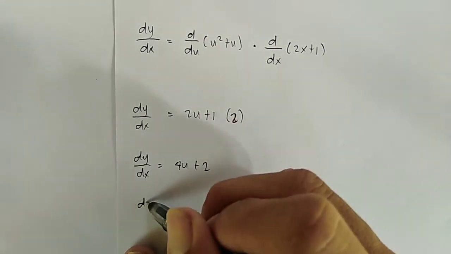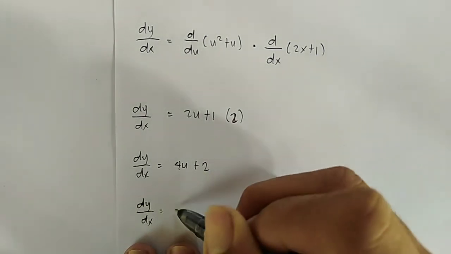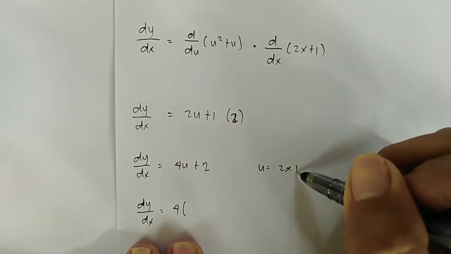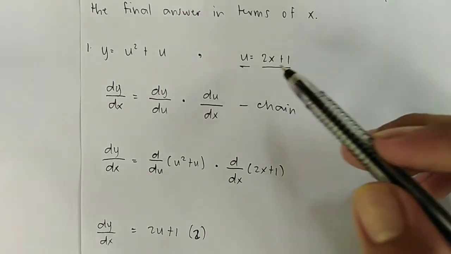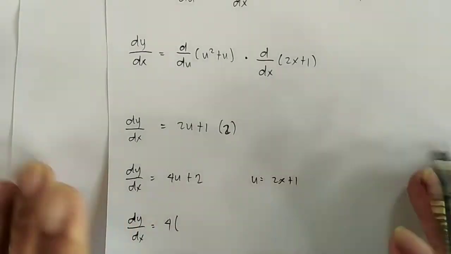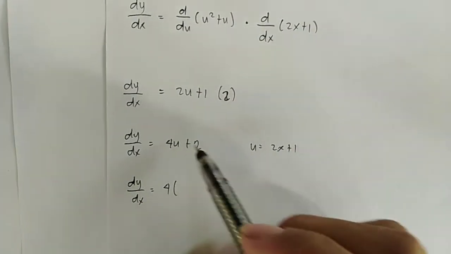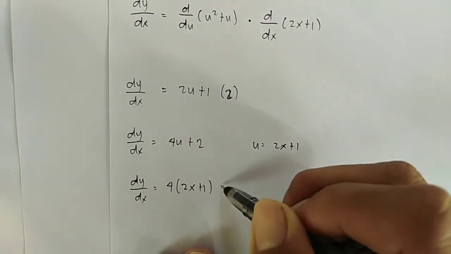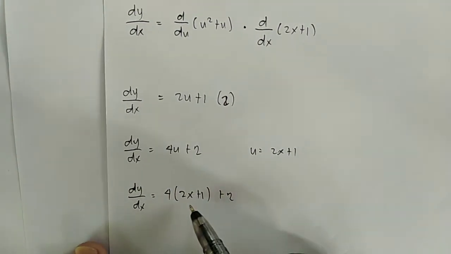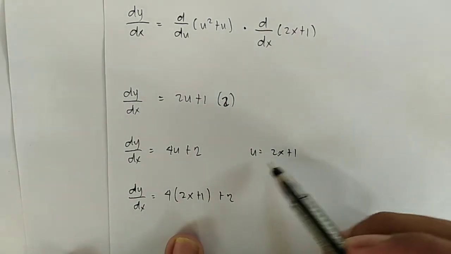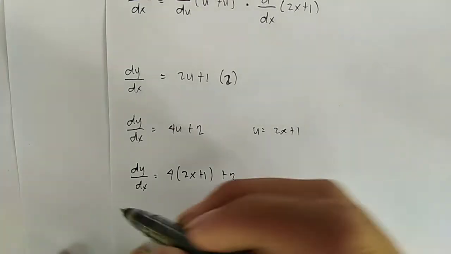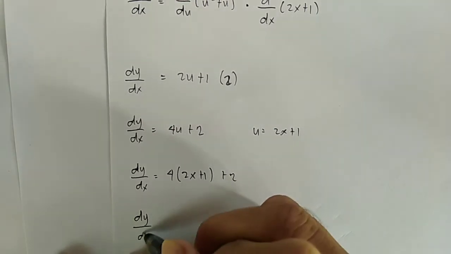So, sasabihin natin dy over dx is equals to 4. We have to replace the value of u, which is 2x plus 1. So, sa value ng function na 2x plus 1, papalitan or substitute u with 2x plus 1. So, 2x plus 1 plus 2. Saan galing yung 2x plus 1? Again, yun yung value ng u natin, function u, sa umpisa pa lang, yung given function. Then, simplify natin yan further.